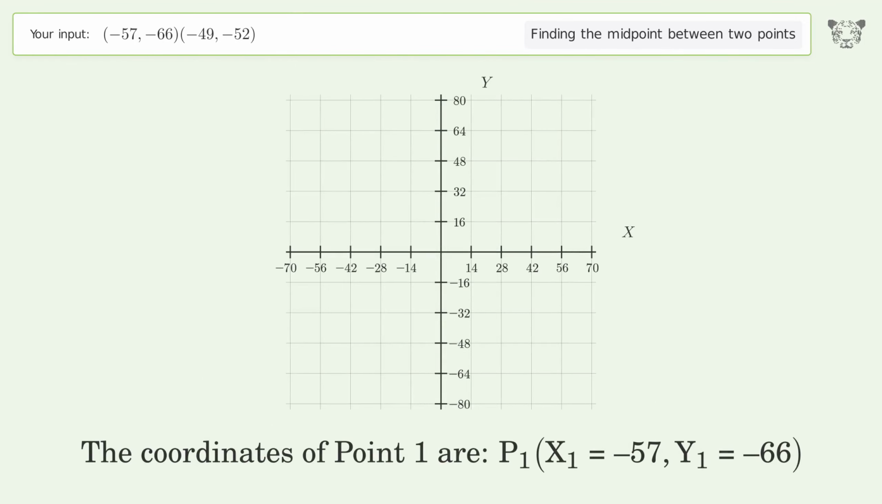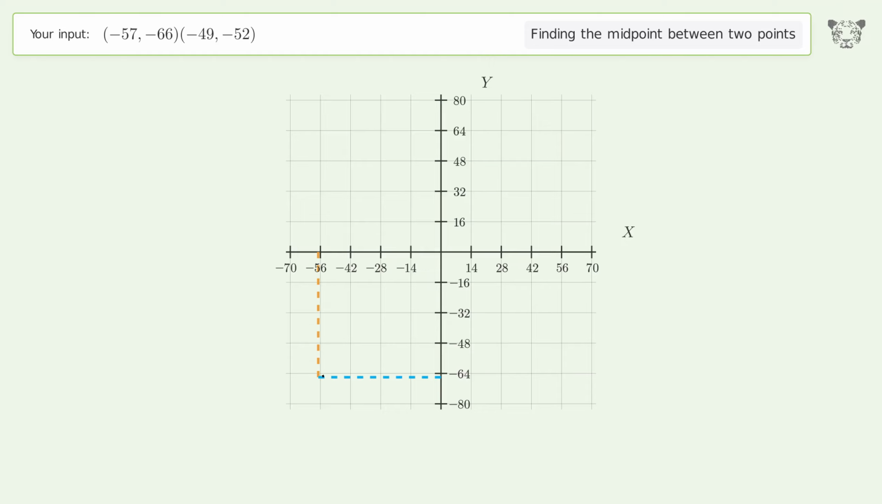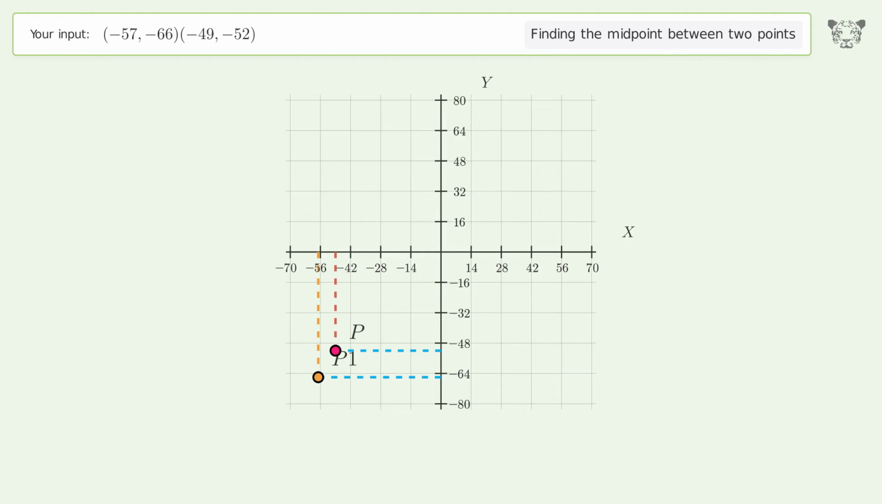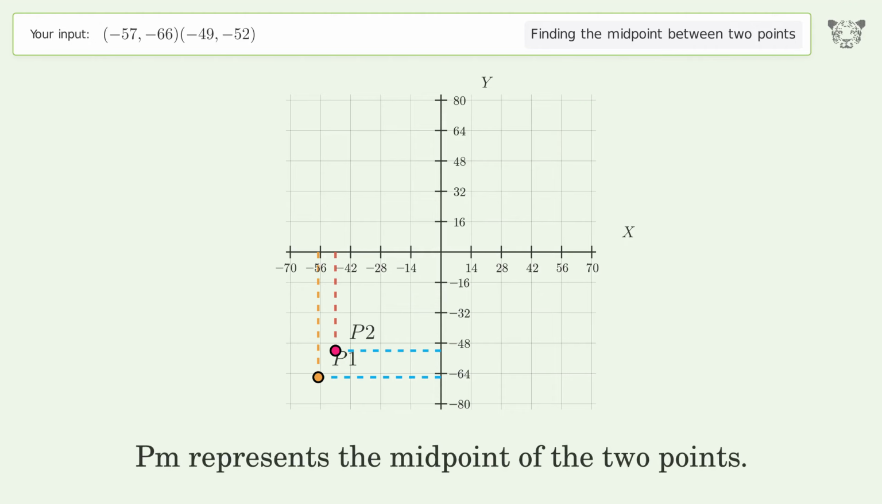The coordinates of point 1 are x1 equals -57, y1 equals -66. The coordinates of point 2 are x2 equals -49, y2 equals -52. PM represents the midpoint of the 2 points.